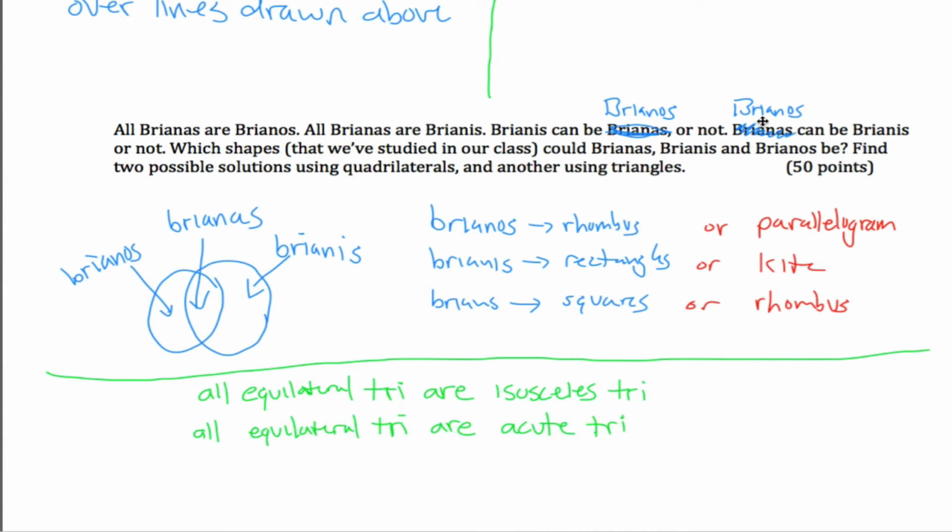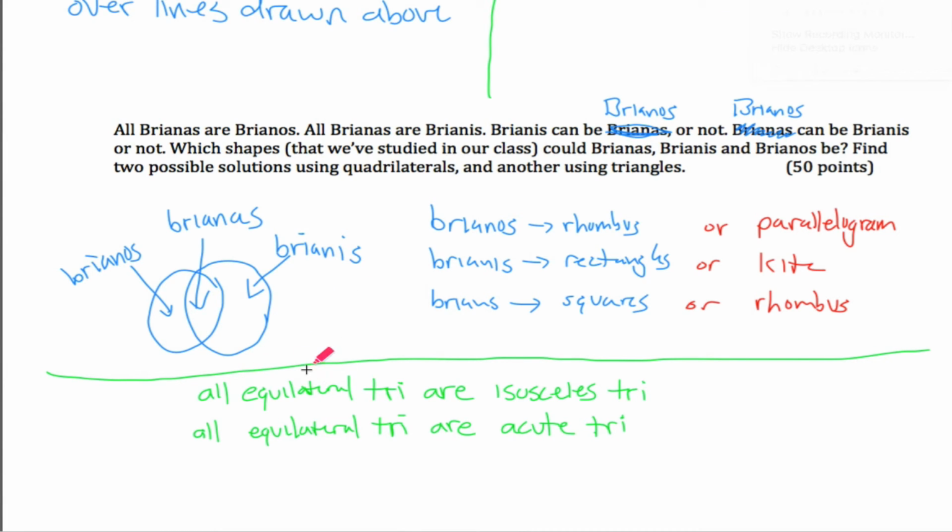Isosceles triangles can be acute or not. Is that true? Yeah, you can imagine an isosceles triangle that's acute, but also one with a really long base that would not be acute. So maybe I should have written these down here. Briannas, which in this example are equilateral. Man, this is hard to keep track of all these guys.